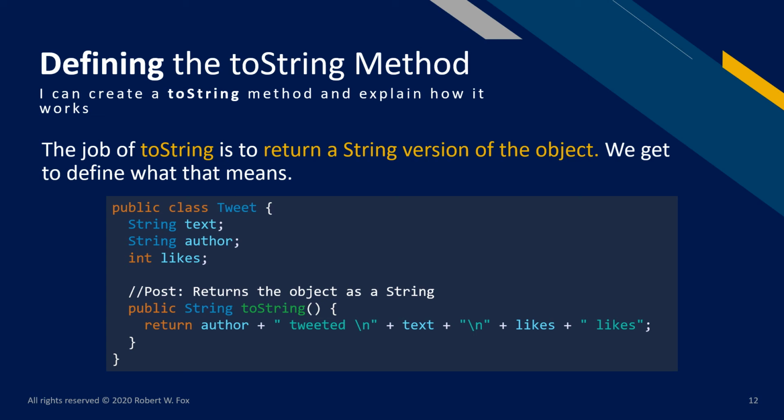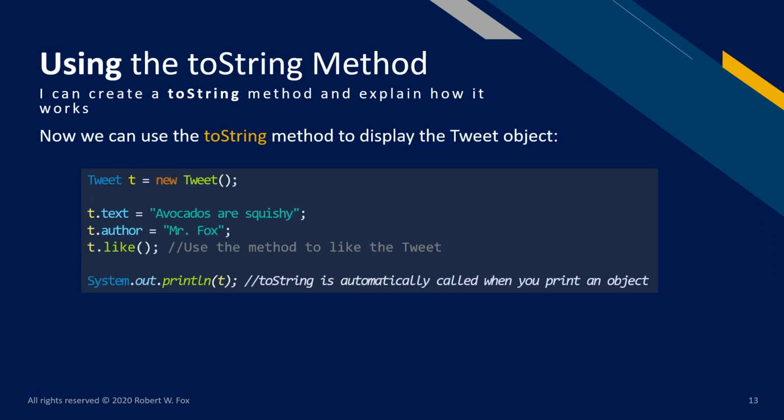And of course, in the method body, there isn't a lot going on here other than I'm returning the instance data all concatenated together with some new lines and some words. And then back to our code where we use the tweet object t. Notice that the very last line has been modified. What used to be a pretty complex print line statement has just been replaced with print line t.